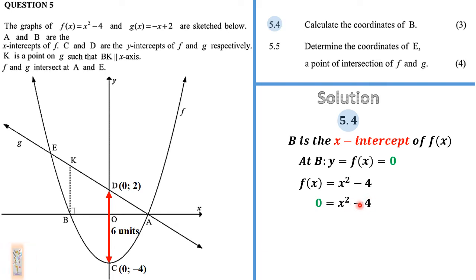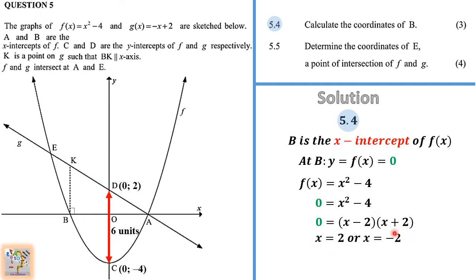So the first factor is x minus 2, and the other factor will be the same factor with the opposite sign. So the factors of x squared minus 4 are x minus 2 into x plus 2. Or you can take minus 4 to the other side and take the square root. But when you take the square root, don't forget to write plus or minus. So the factors of x squared minus 4 will be x minus 2 into x plus 2. Therefore, x is equal to 2 or x is equal to minus 2.